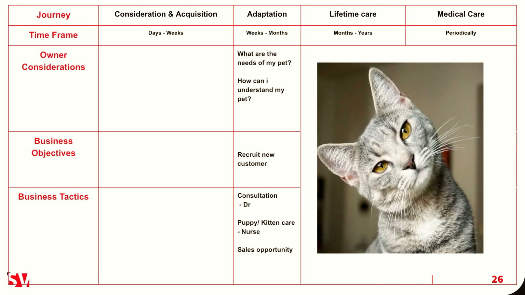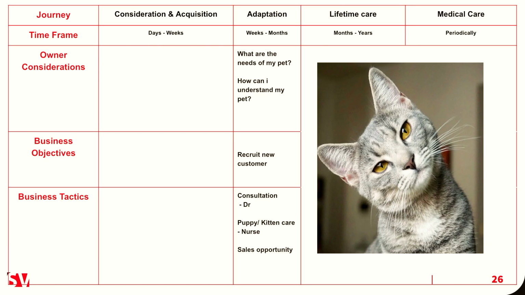If we move along and look at the adaptation phase, which can be weeks to months, the owner's considerations at this time are: what are the needs of my pet? How can I understand my pet? The business objective here is to recruit new customers, okay? It's to recruit pet owners into your veterinary clinic.